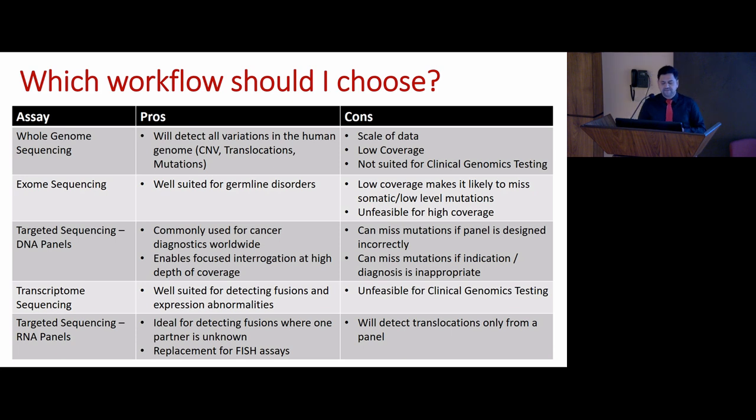Transcriptome sequencing is well suited for detecting fusions and expression abnormalities. You can detect mutations as well if you do whole transcriptome sequencing. Coverage may be higher, but the statement that transcriptome sequencing is unfeasible for clinical genomics testing is kind of old. As of today, as sequencing costs drop, we may shift to whole transcriptome sequencing altogether, but it still takes time.